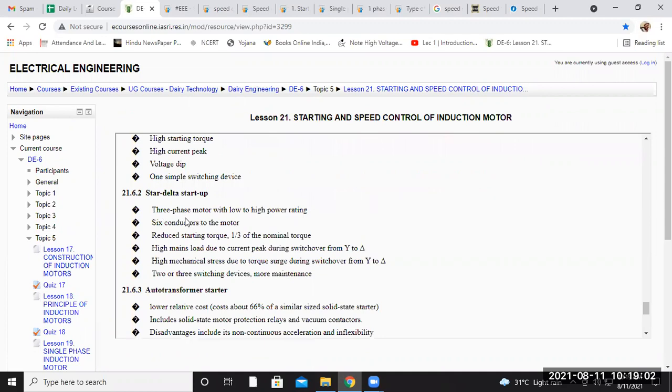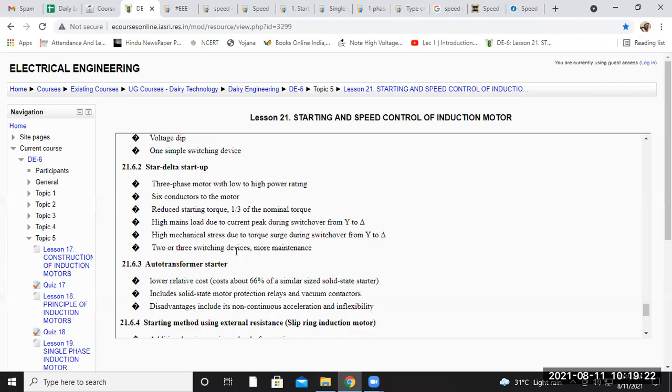The second one is the star delta startup. These 6 points are also there for star delta startup. This is for a three-phase motor with low to high power rating, with 6 conductors to the motor. It reduces the starting torque to 1/3 of the nominal torque. So these are some important points. You should take a screenshot.